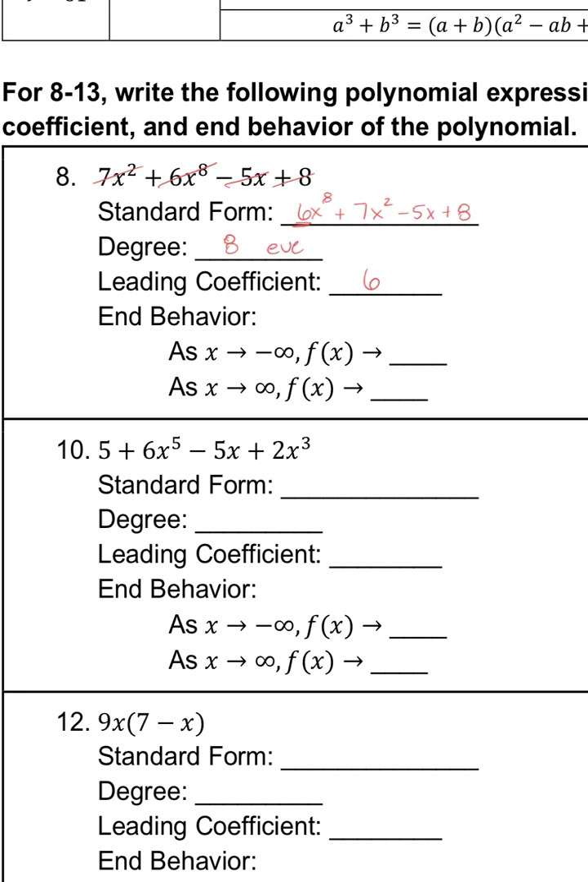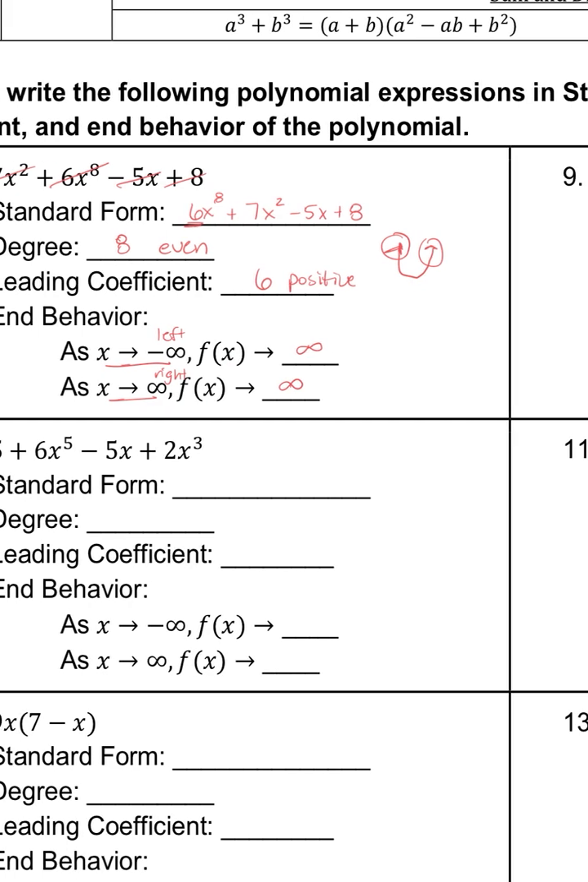So this is even and positive, which means that I'm going to have this shape and it's going to be facing up. So as x goes to negative infinity, I look at this side and you can see it's going up, so that's going to be going to positive infinity. As x goes to positive infinity, this is looking left and this is looking right. This is also going up, so this is also going to positive infinity.